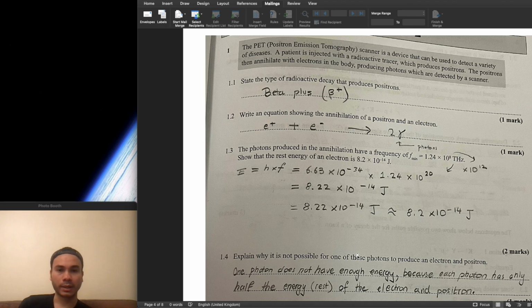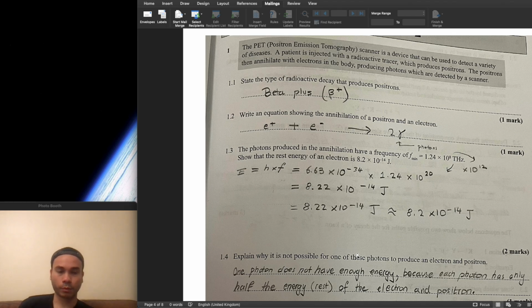Right, 1.2, write an equation showing the annihilation of a positron and an electron. So in my lesson on this, I showed you a diagram where you have antimatter interacting with some normal matter, in this case a positron and an electron, and they produce two photons moving away from one another, and I introduced that equation E equals hf, h being Planck's constant. So you have the two rest masses of the respective particles, multiplied by the speed of light squared, 2mc squared equals 2hf. But that's the equation there.